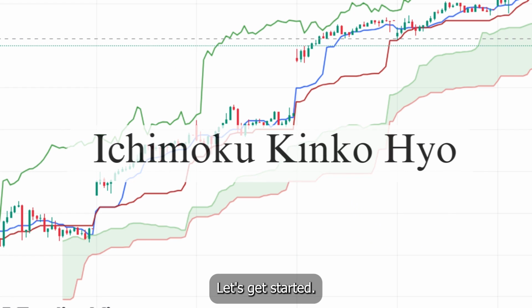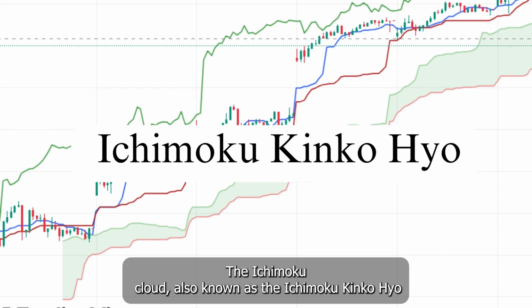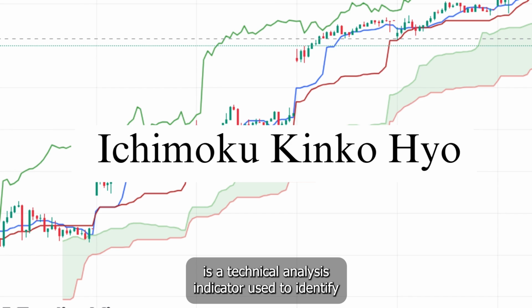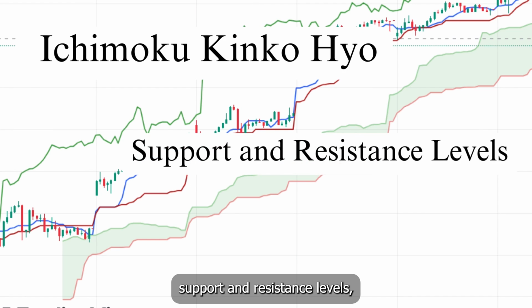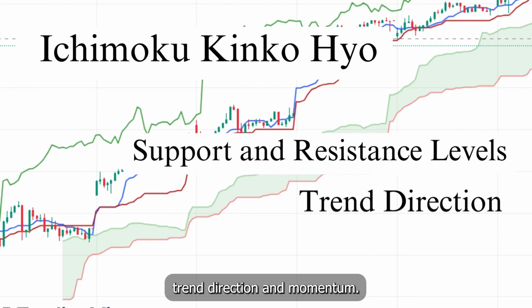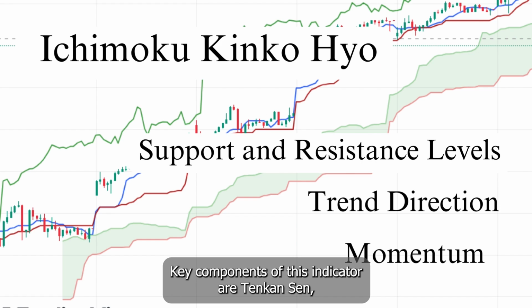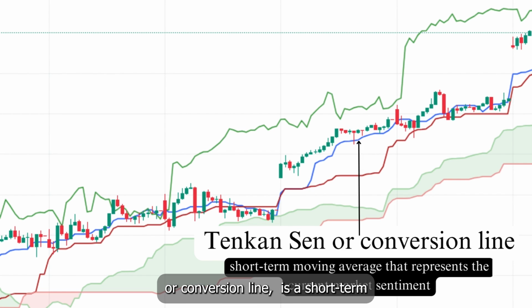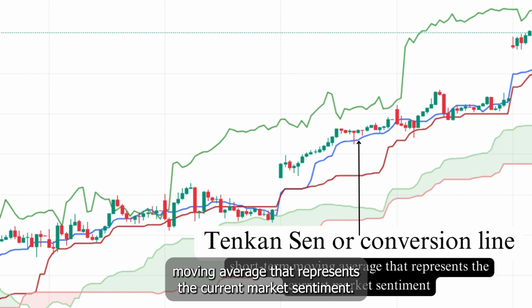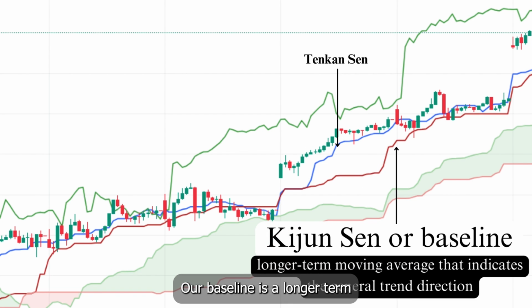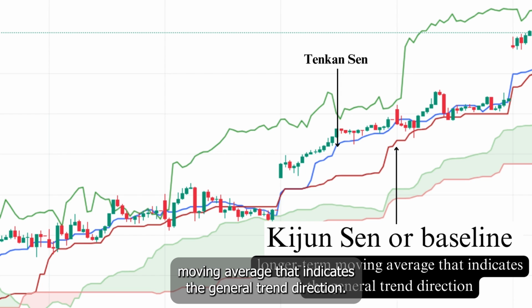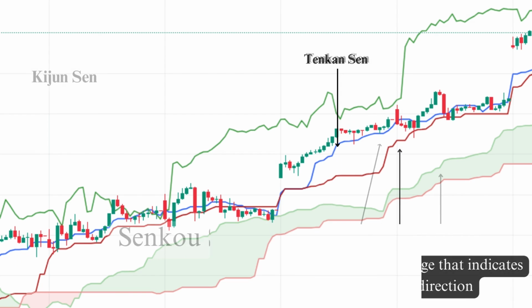Let's get started. The Ichimoku Cloud, also known as the Ichimoku Kinko Hyo, is a technical analysis indicator used to identify support and resistance levels, trend direction, and momentum. Key components of this indicator are: Tenkan Sen, or conversion line, is a short-term moving average that represents the current market sentiment. Kijun Sen, or baseline, is a longer-term moving average that indicates the general trend direction.